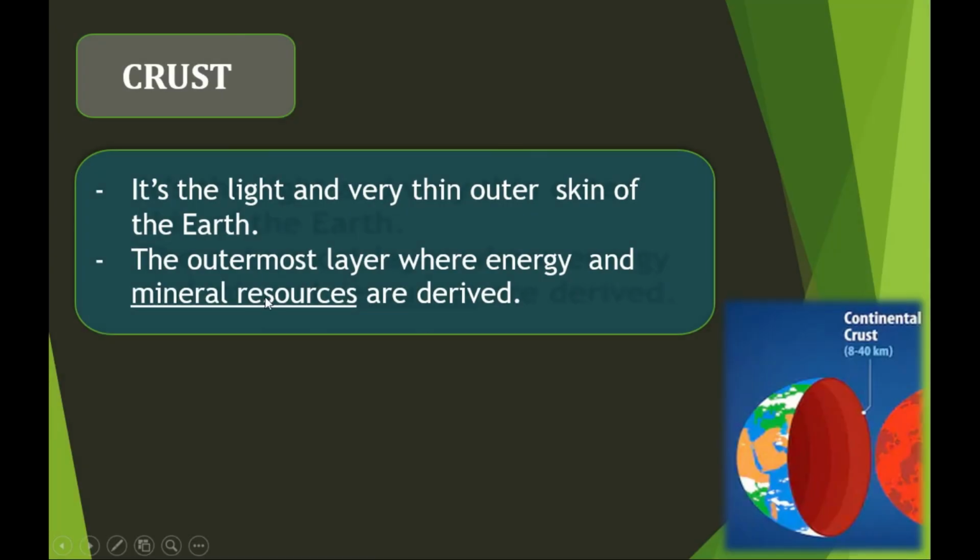So, first, the crust. It is the light and very thin outer skin of our Earth. So, the outermost layer where energy and mineral resources are derived. So, dito lahat yan nakukuha or namimina yung mga mineral resources natin, yung mga cycle na nangyayari like our rock cycle. So, nandito po yan lahat sa ating crust. It's the thin layer of our Earth.